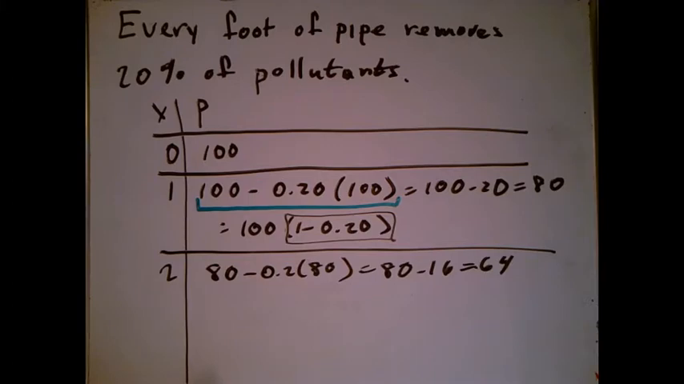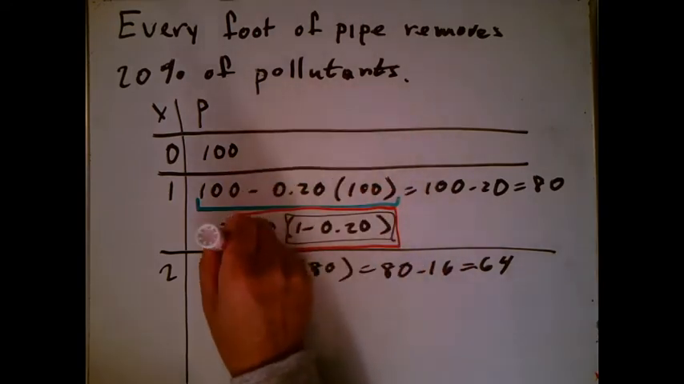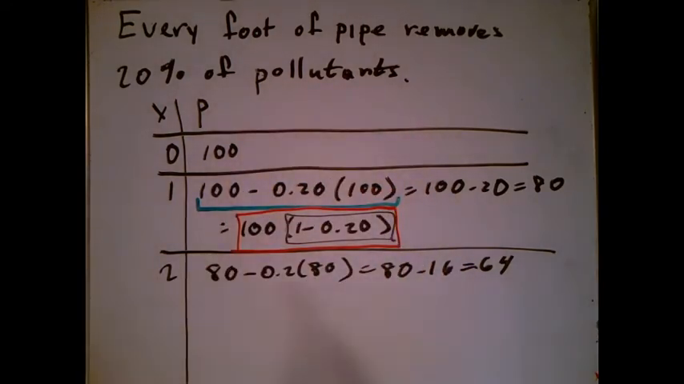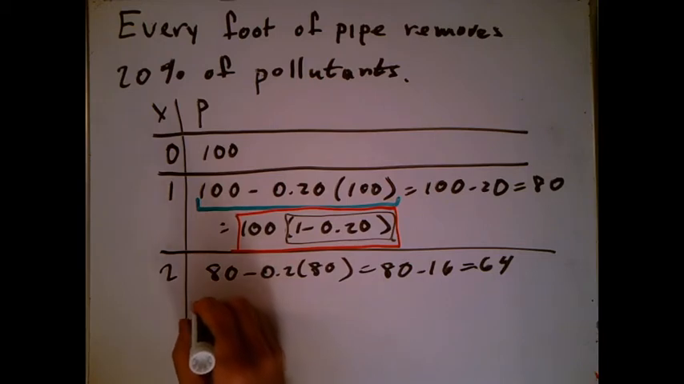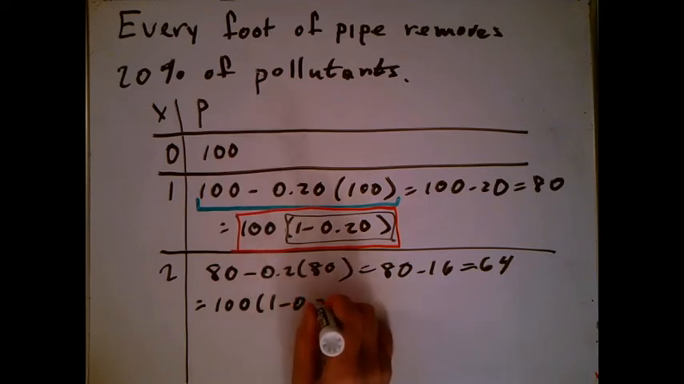I'm going to do this much longer and horribler, right? Instead of the 80, I'm going to put what was equal to the 80, and let me put this in red. 80 was actually this. And you might think, gee, this is horrible, but we'll see a pattern happening this way. So instead of the 80, I'm going to put what the 80 is equal to. So this is equal to 100 times 1 minus 0.20.